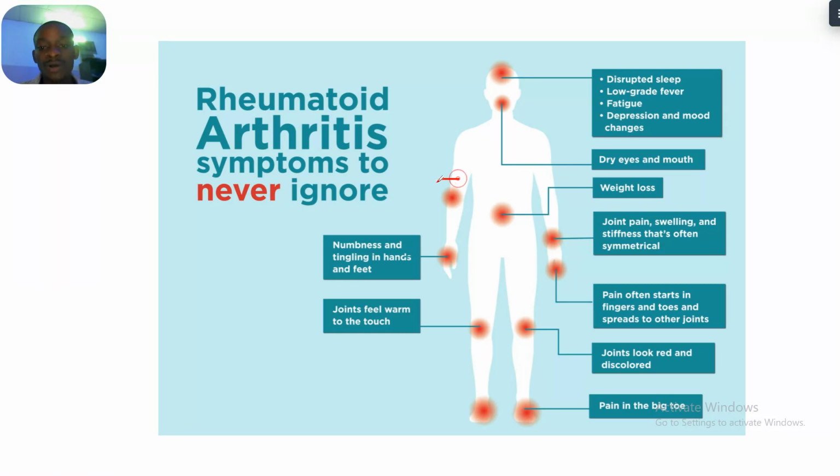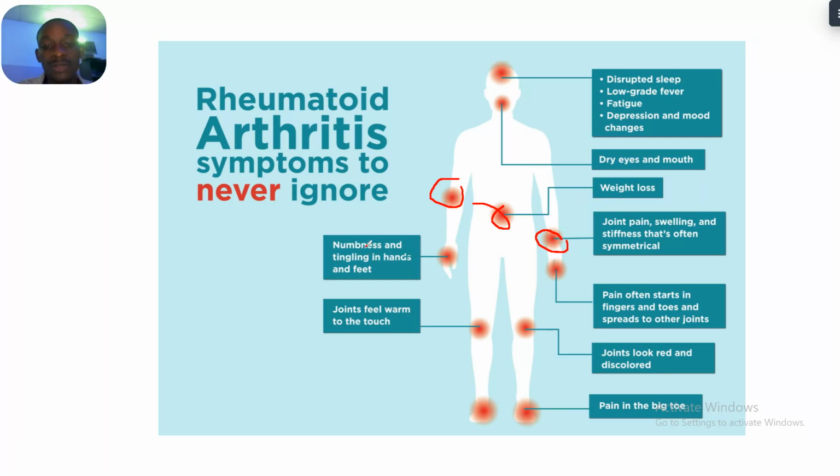You can see all these red spots that we have here. These red spots are actually joints, and this is possibly where rheumatoid arthritis inflammation can occur. And now these are the various symptoms.